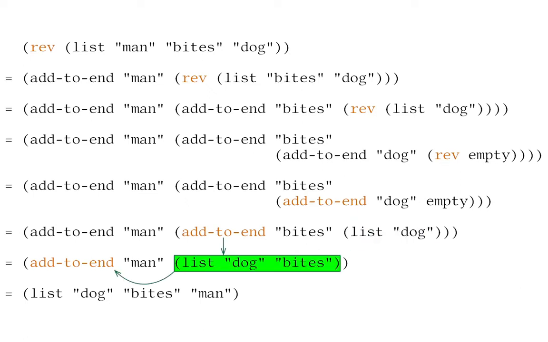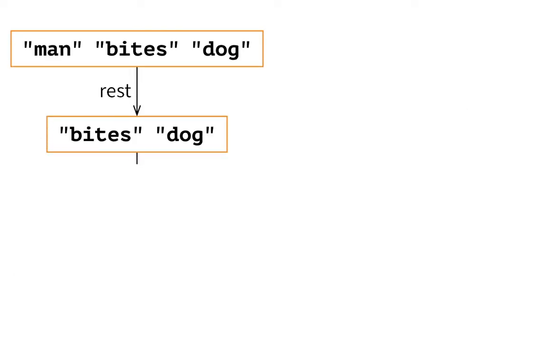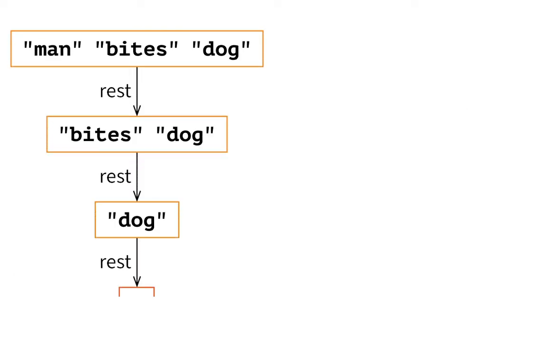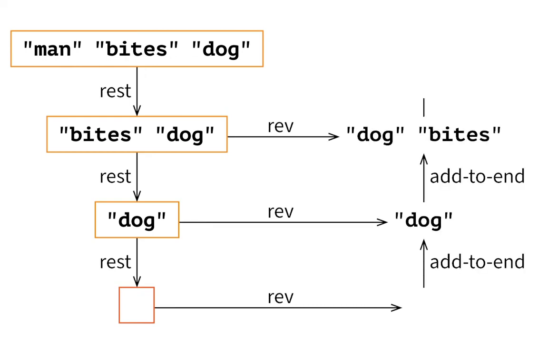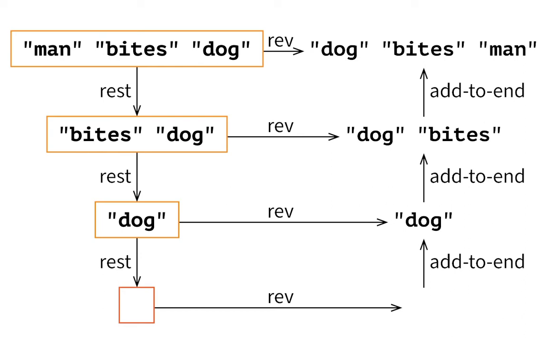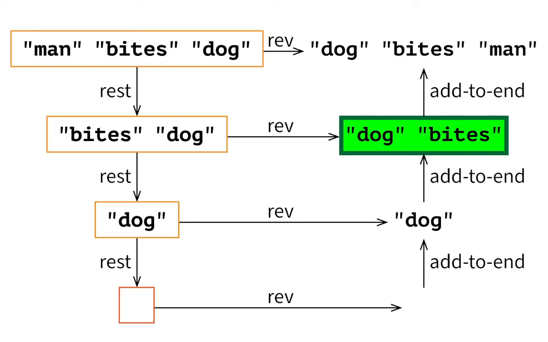We can see that in this step-by-step calculation, or we can draw how ref decomposes its input using rest alongside how ref composes its output using add to end. Again, intermediate results like dot bytes are produced by one call to add to end only to be immediately consumed by the next call to add to end. That's what ref spends most of its time on.